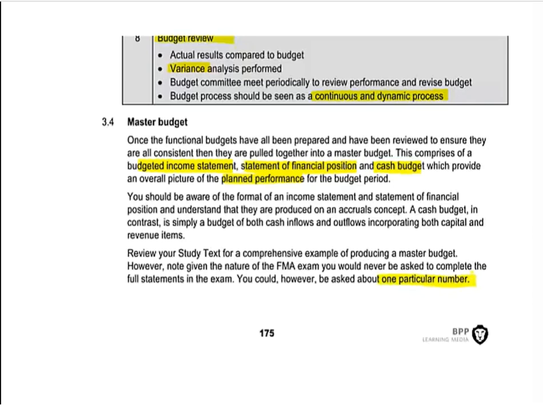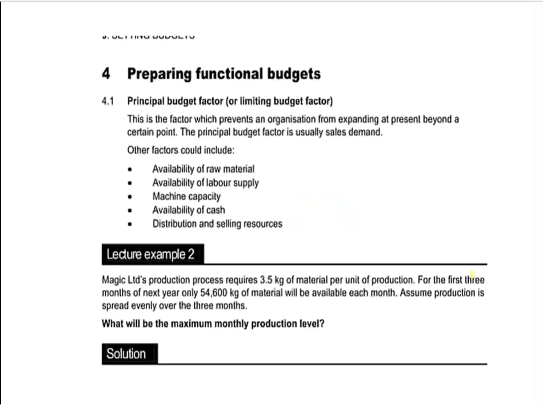different types of budgets. And a starting point for preparing the budgets for the functions or the different departments is the limiting budget factor or the principal budget factor. So this is the thing then which prevents the organisation from expanding beyond a certain point. For many organisations then that will be sales demand. They don't make any more because they're unable to sell any more. But it might not be sales demand. There could be other factors.